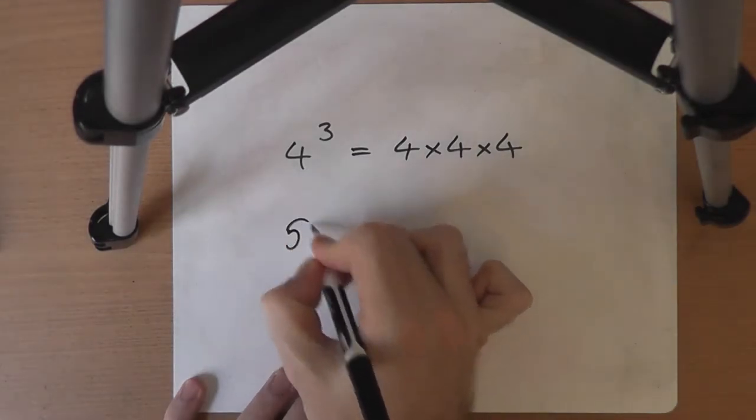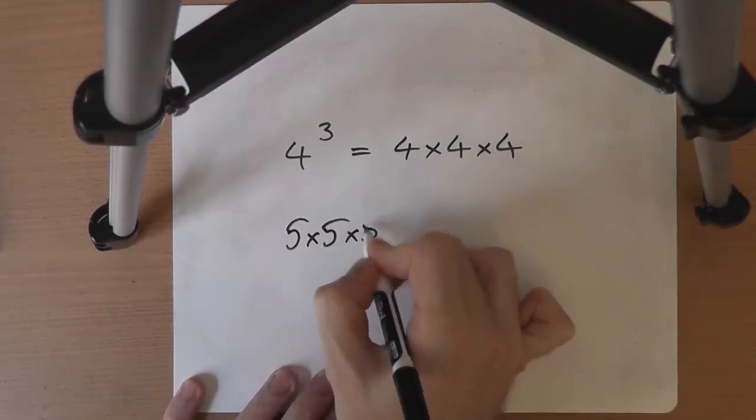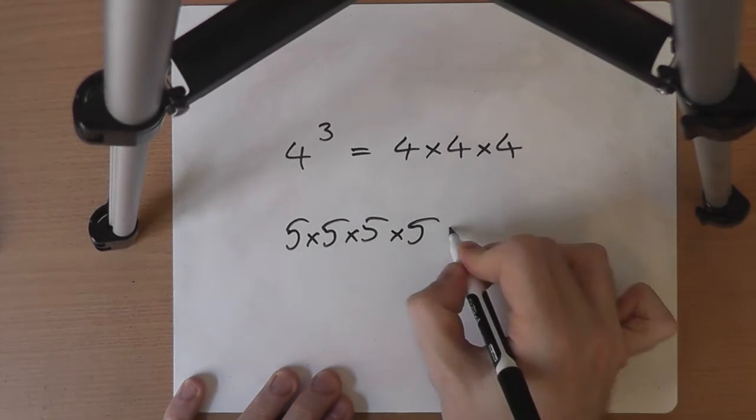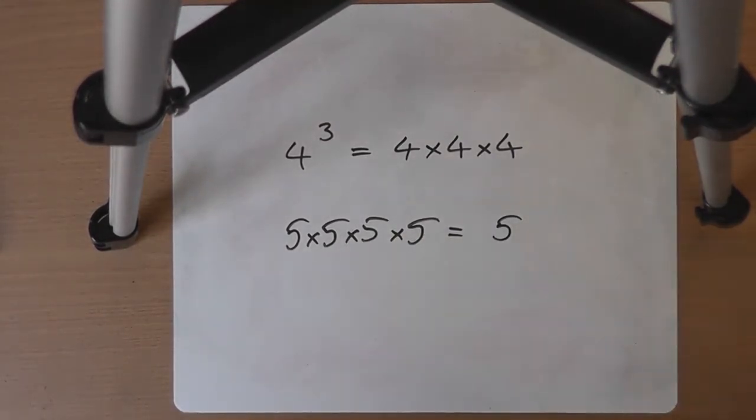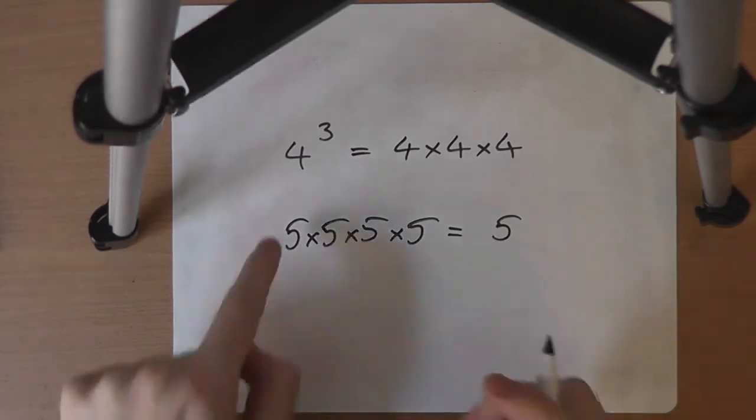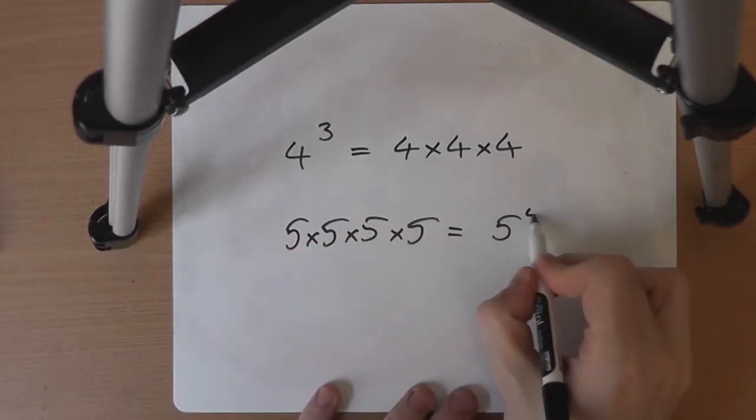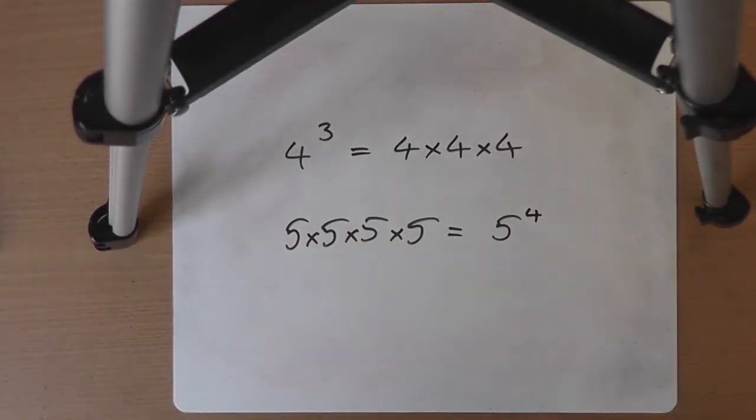Something like this, say, 5 times 5 times 5 times 5. Well, our number that we are dealing with is 5. And the power is how many of those we are timesing together. 1, 2, 3, 4. 5 to the power of 4. And again, notice it's not 4 lots of 5, but 4 5s that are being timesed together.